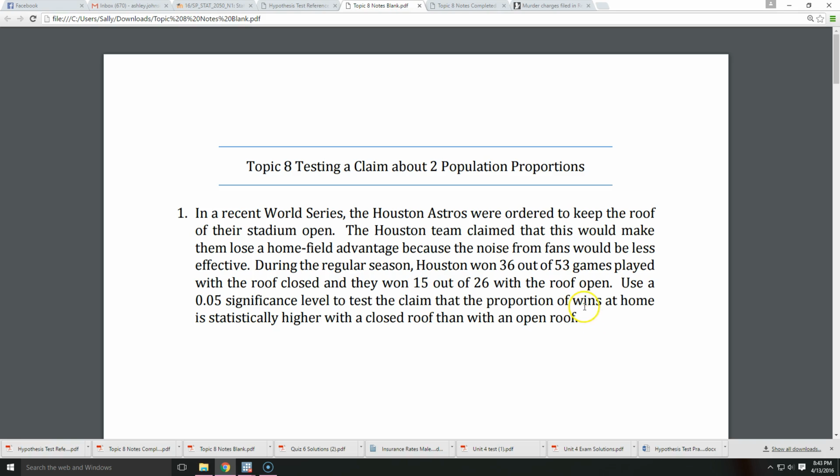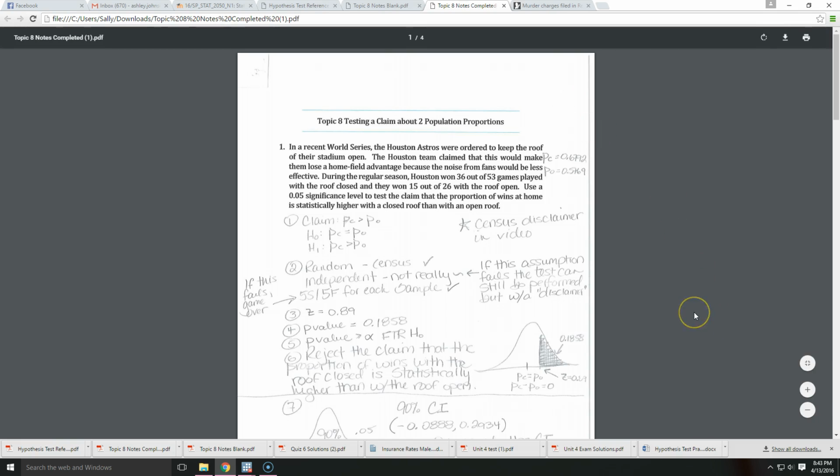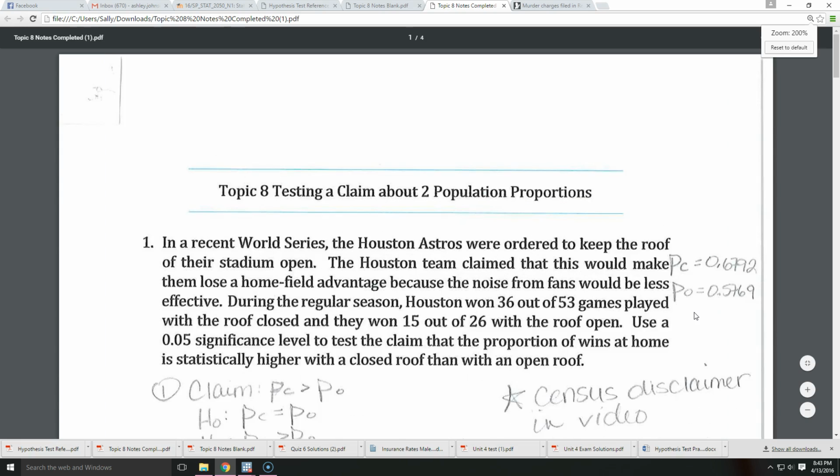Using statistics with this data, because this is a census, is actually only necessary if you want to show that there is a statistical difference. If you want to just show that their proportion of wins is higher with the roof closed, we don't need to do that, because it is just higher if you're comparing the two numbers. However, they're saying that it makes a big difference in their game, so they are saying that this difference is big enough to be statistically different.